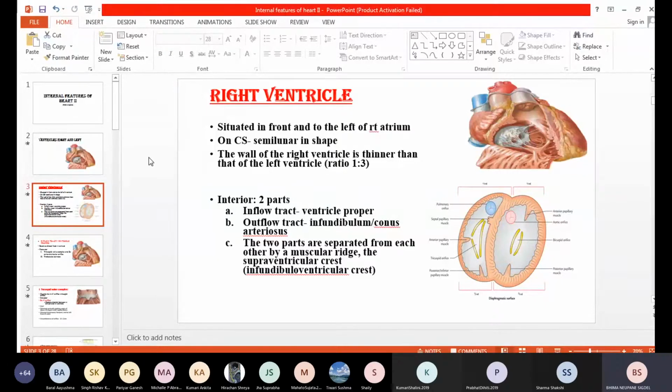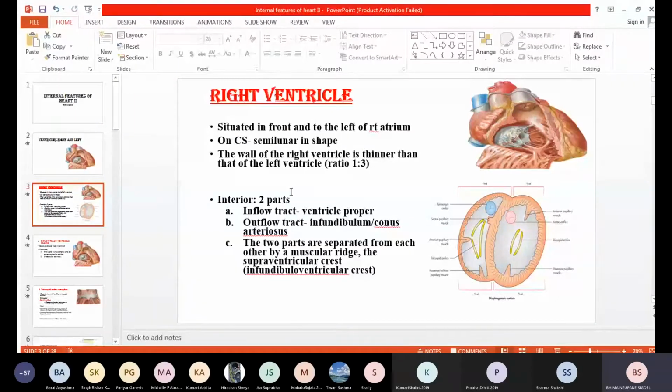Okay, I hope you have already studied this in previous days also. And then the wall, as I just mentioned, the wall of the right ventricle will be thinner than that of the left ventricle, in a 1:3 ratio. One is for the right ventricle, and the left ventricle is three times thicker. So for Viva, you have to remember the thickness of the right and the left ventricle.